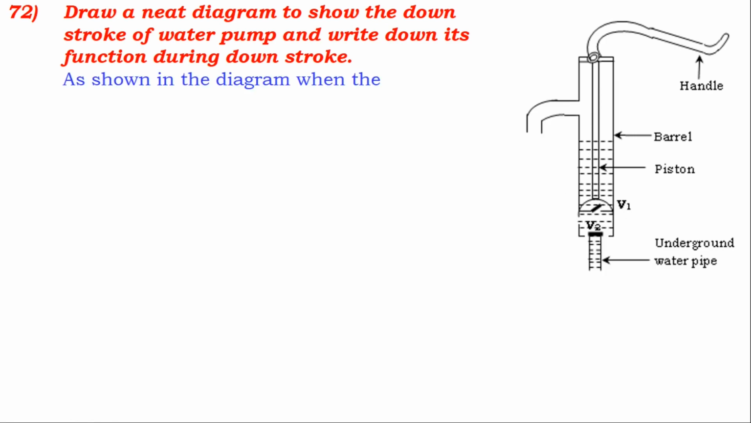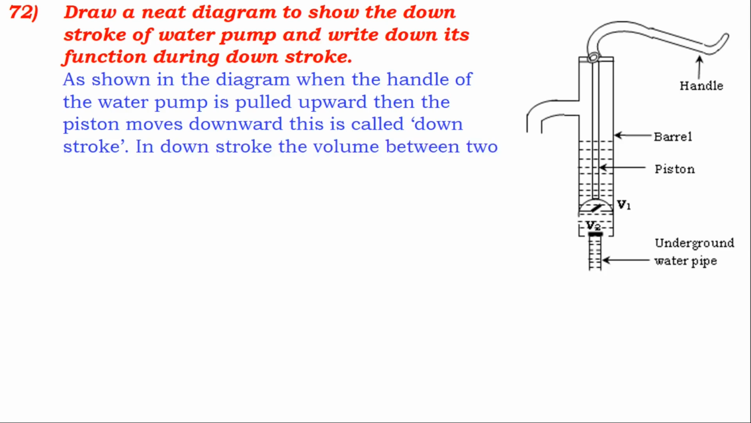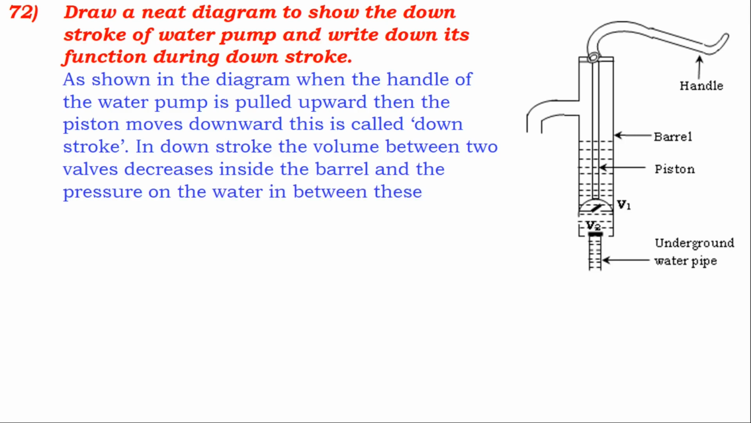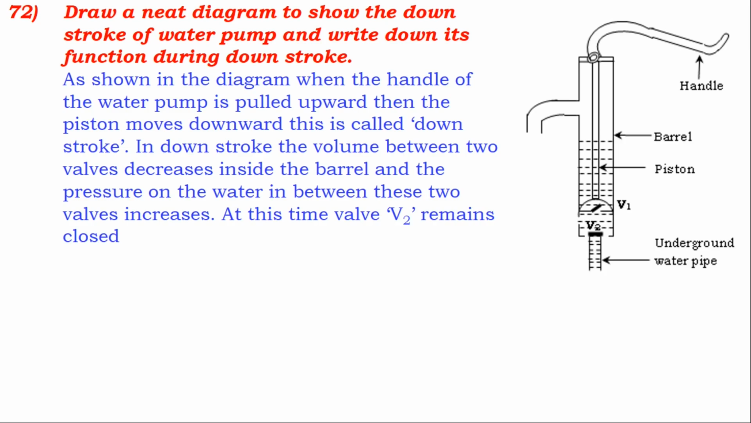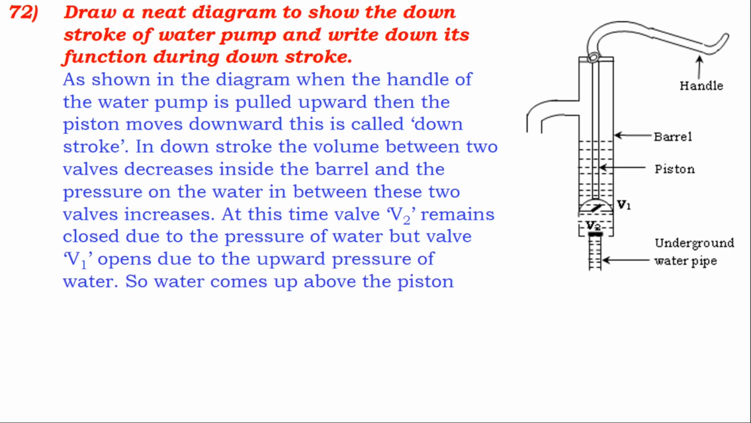As shown in the diagram, when the handle of the water pump is pulled upward, the piston moves downward. This is called downstroke. In downstroke, the volume between the two valves decreases inside the barrel and the pressure on the water in between these two valves increases. At this time, valve B2 remains closed due to the pressure of water, but valve B1 opens due to the upward pressure of water, so water comes up above the piston.